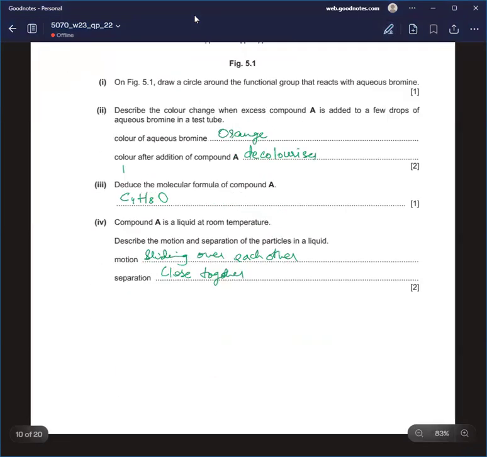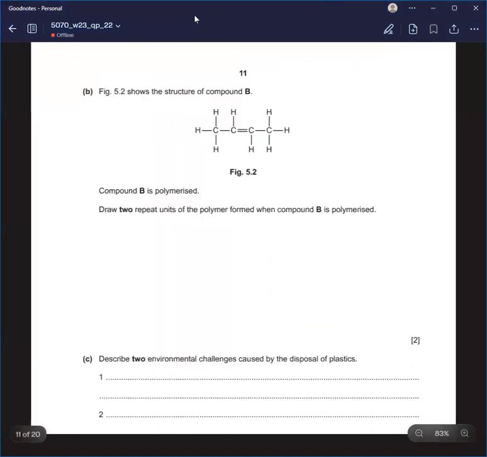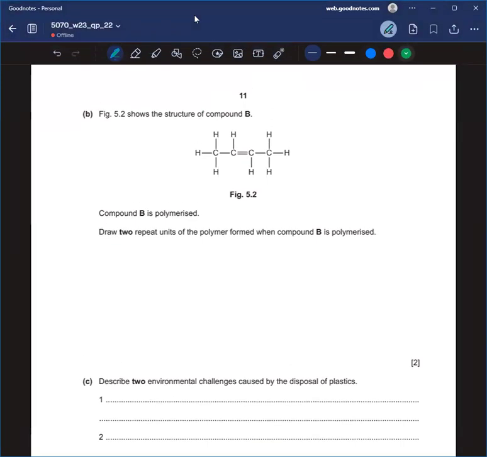Okay, all right. So next part B, figure 5.2 shows the structure of compound B. Compound B is polymerized. Draw two repeat units of the polymer formed when compound B is polymerized. So here addition polymerization is taking place, and the double bond is between carbon number 2 and 3, counting 1, 2, 3, and 4. So how can we draw this, and we have to draw two repeat units.